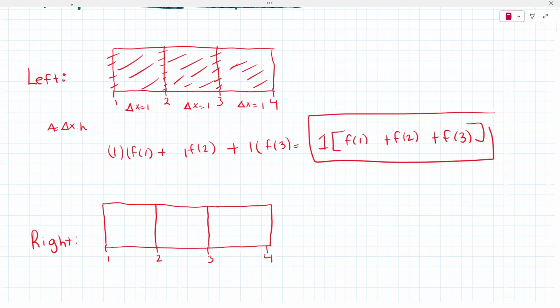Okay, so let's look at this box right here. From 1 to 2, the delta x is 1. From 2 to 3, the delta x is also 1, right? 3 minus 2 is 1. And then from 3 to 4, the delta x is 1.